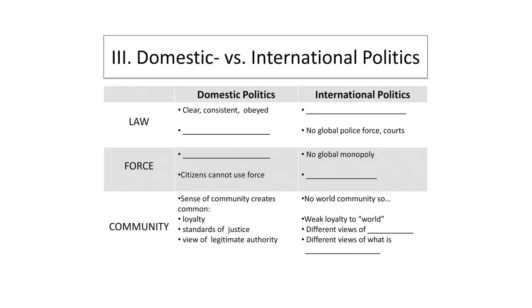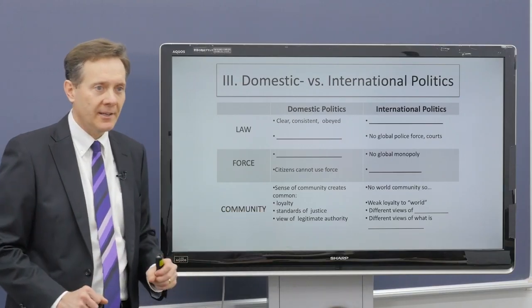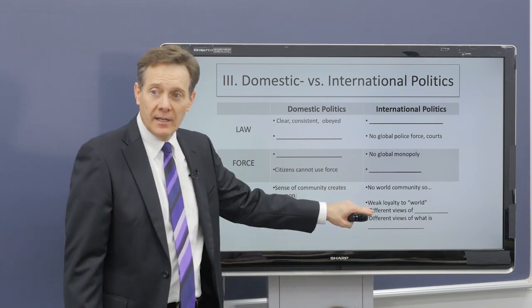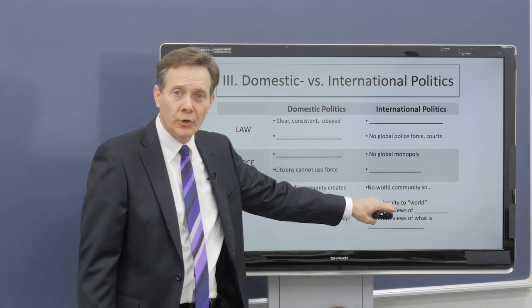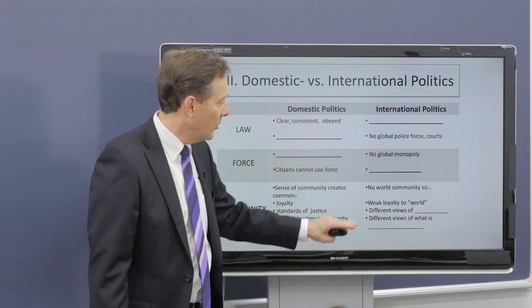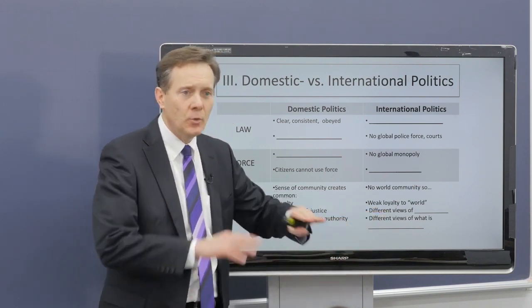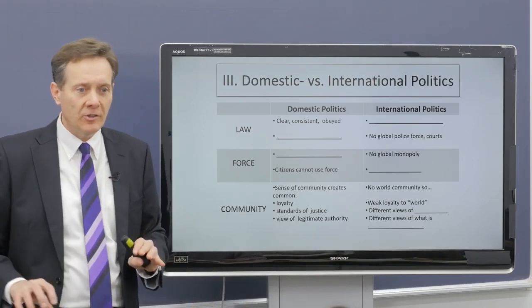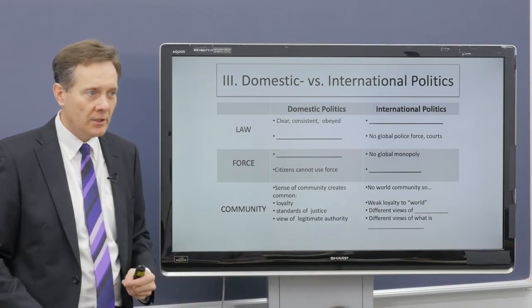Finally, in a community, within a state, we have a sense of community. And this creates common loyalty, a common standard of justice, so a common idea of what is justice, as well as a common view of legitimate authority. This means what kind of power, what kind of government is okay. And we usually agree on that within a state. But outside of the states, there's no world community. So there's really no loyalty to the world. There are many different communities in the world. We can't feel loyal to all of them.